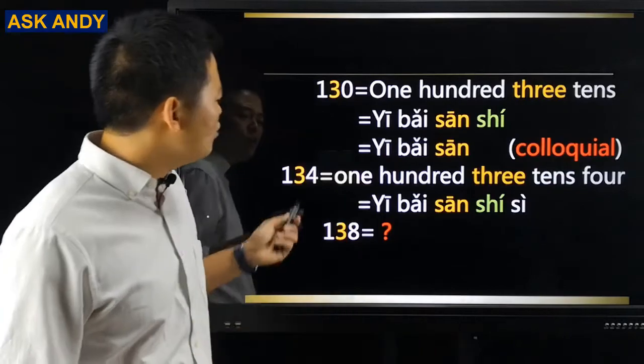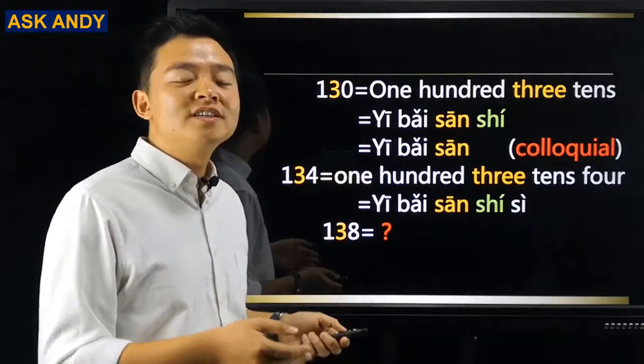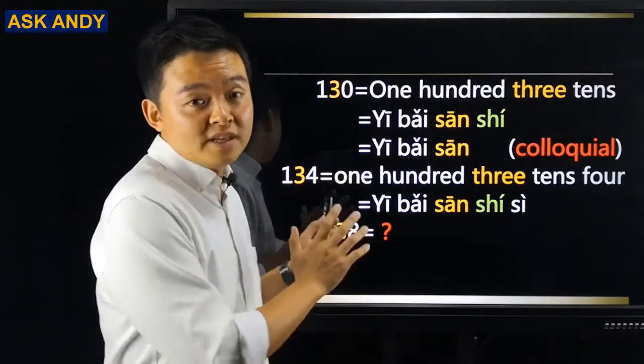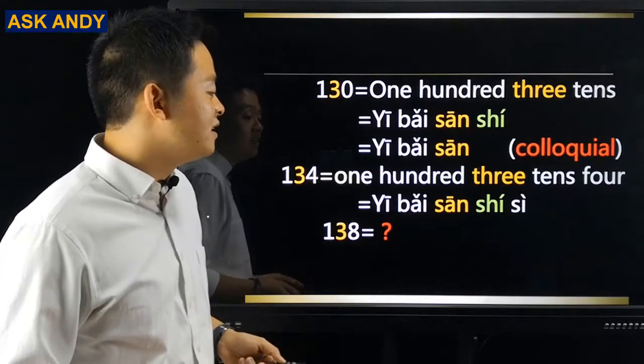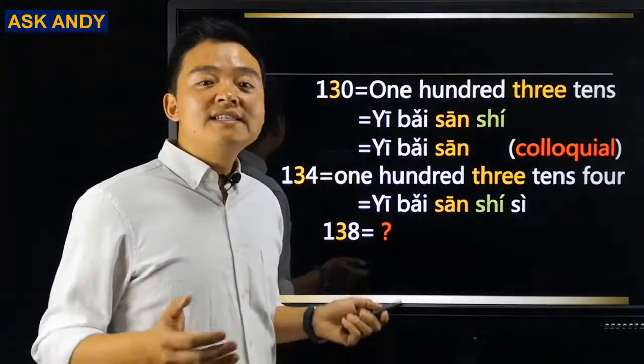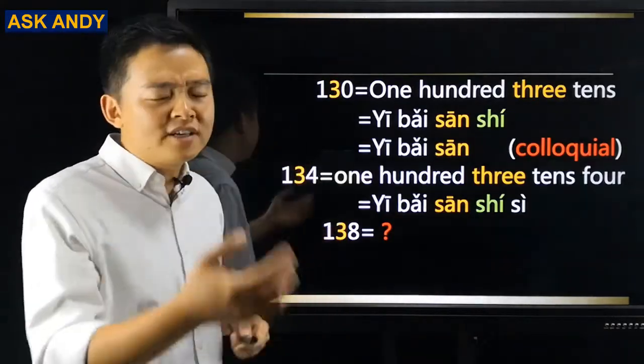And then what about 134? The same. So 103 tenths 4. In that case, you must keep the 10 there. So that will be 134. What about 138? Think about it in your mind.